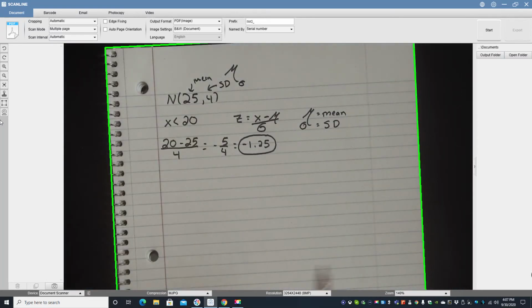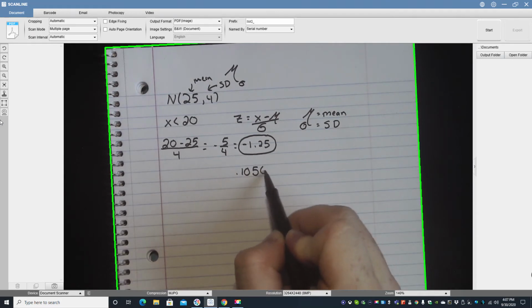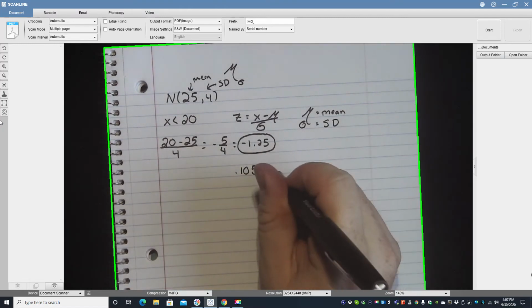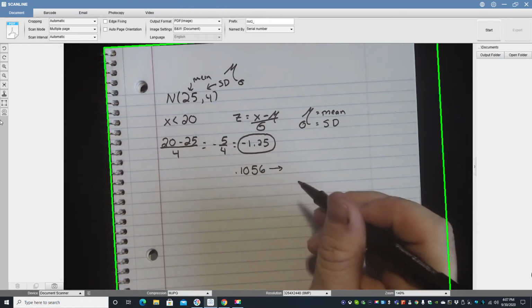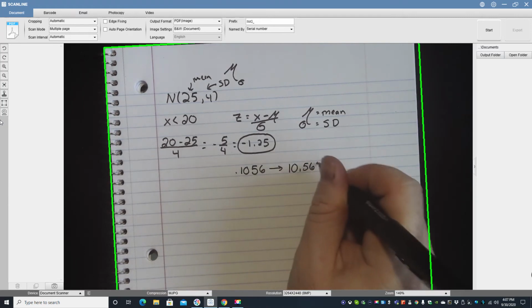They both intersect at 0.1056. So what this tells me is that the percentage of data below 20 corresponds to 0.1056 or 10.56%.